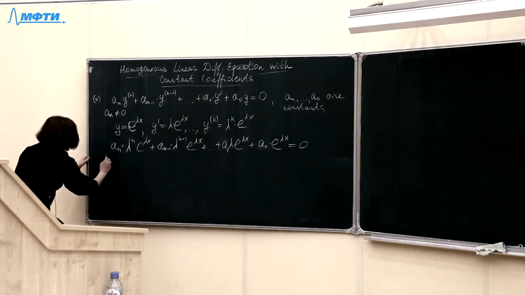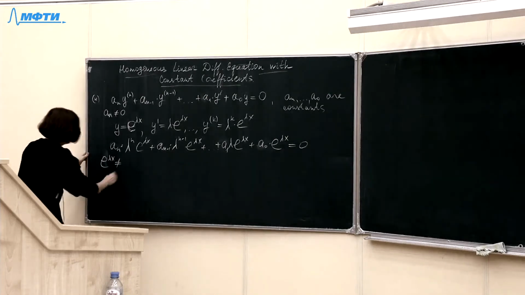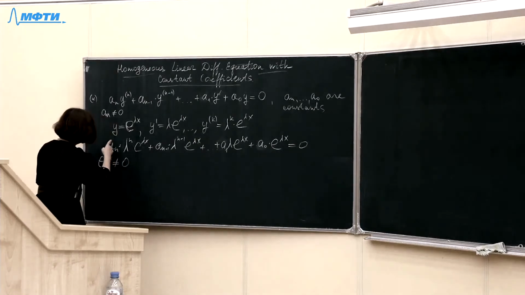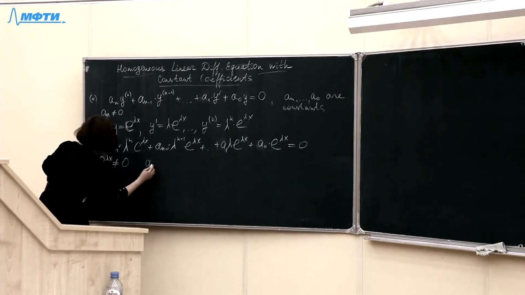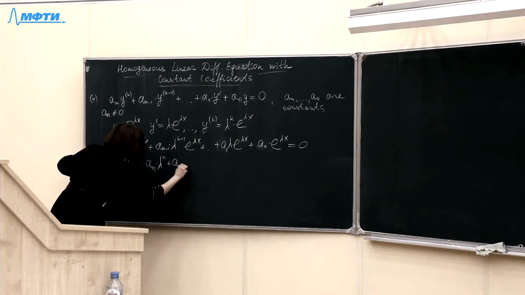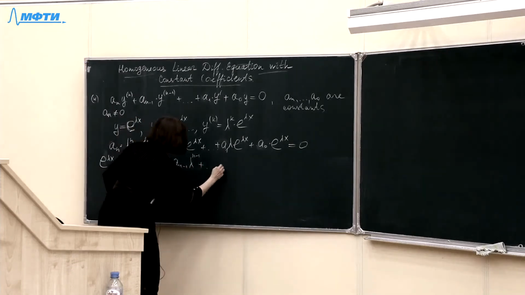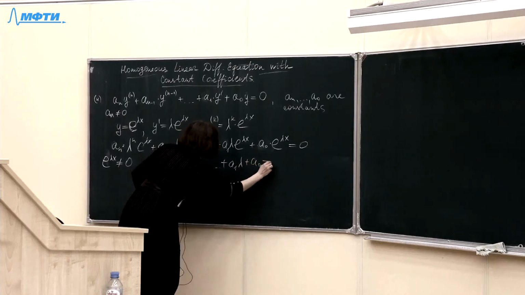We can see that e to the power lambda x is not 0 for any value of x, and so we can divide by this non-zero coefficient. And on dividing, we will get the following equation: a_n times lambda to the n plus a_{n-1} times lambda to the power n minus 1 plus and so on, plus a_1 times lambda plus a_0 equals 0.